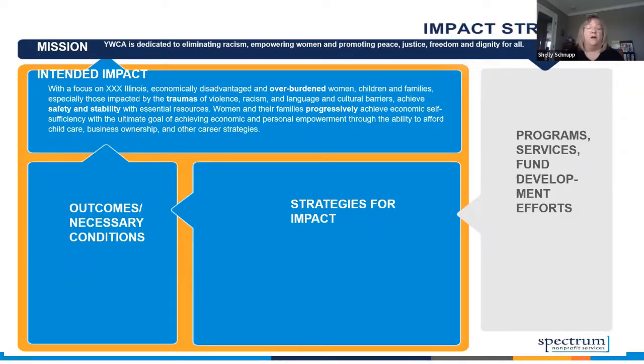Strategies and programming are important because they define how we're going to achieve outcomes that are necessary for achieving our intended impact. So getting this first section right is critical. If we're not clear about the intended impact, it's going to be hard to build out a good impact strategy that can really help the organization. Let's look at another section of the impact strategy document.